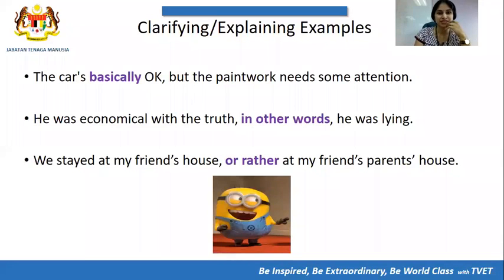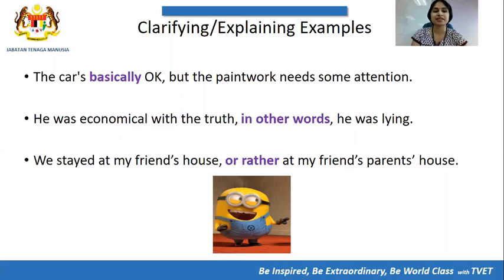This slide shows the example of clarifying or explaining signal words or phrases applied in sentences. Okay, let's look at the first sentence. The car's basically okay, but the paintwork needs some attention. Why are they clarifying this? Maybe there's a question that's popped up like, what's wrong with your car? It looks okay. So he's trying to clarify it by saying the car's basically okay, but the paintwork needs some attention. So he's explaining about the paintwork here.